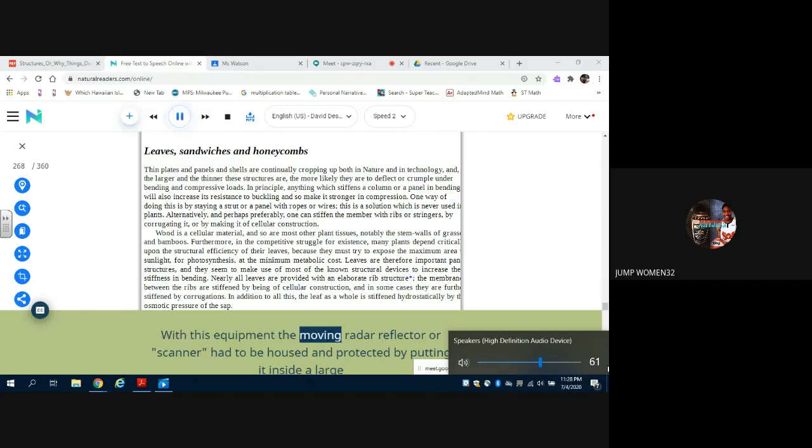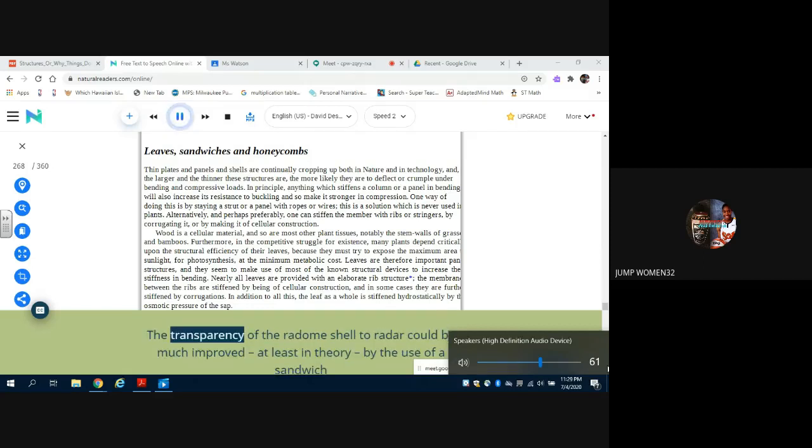With this equipment, the moving radar reflector or scanner had to be housed and protected by putting it inside a large streamlined dome or fairing, which soon came to be known as a radome. Naturally, these fairings had to be transparent to high-frequency radio waves, and this meant that, in practice, they had to be made from some sort of plastic, usually fiberglass or perspex.